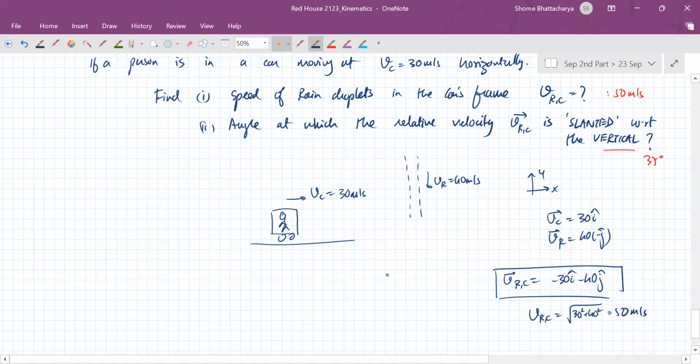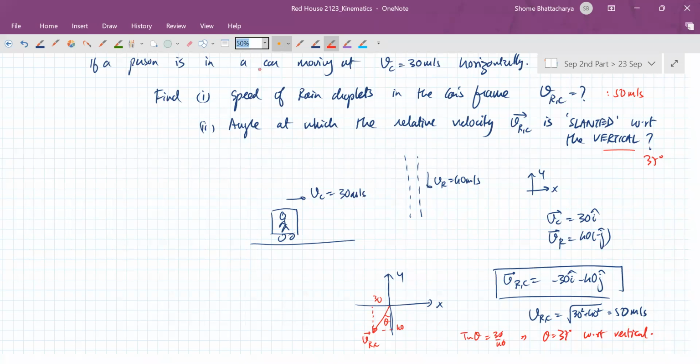And now you can see that the direction of such a vector, this is my x and y frame, will be like this. This is 30. This is 40. So this angle we want to find out. You can see that tan theta is equal to 30 by 40 or 3 by 4. So theta is 37 degrees with respect to vertical. So this is, I've used the component algebra method.